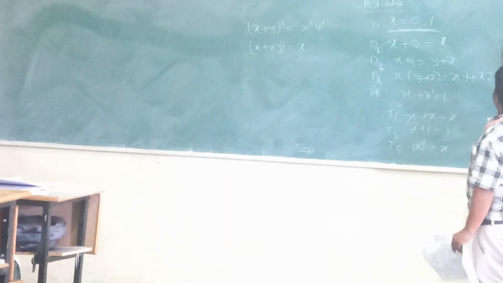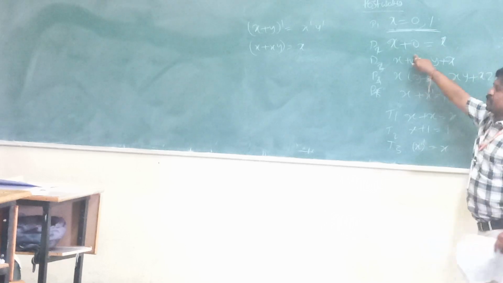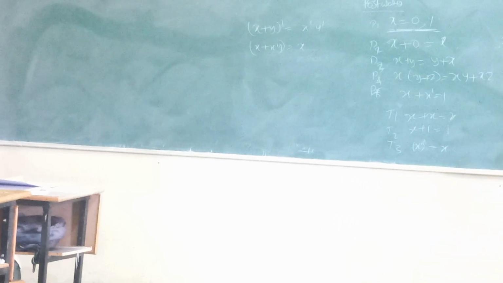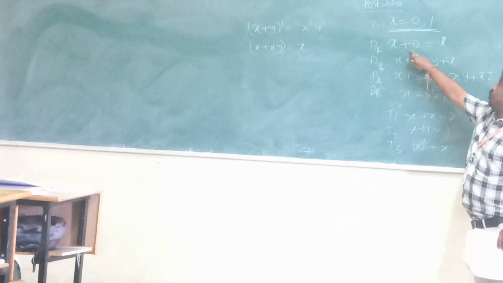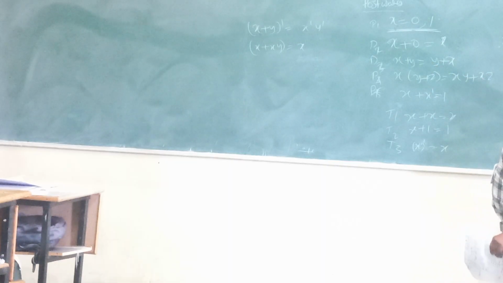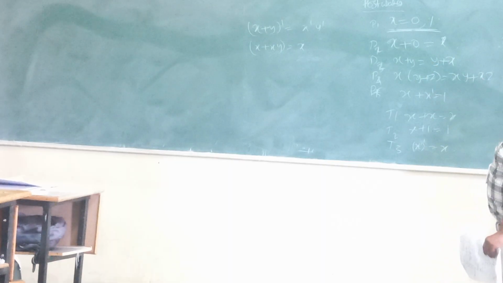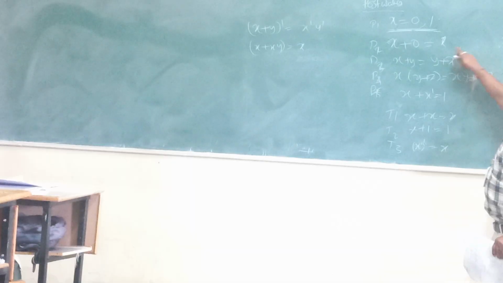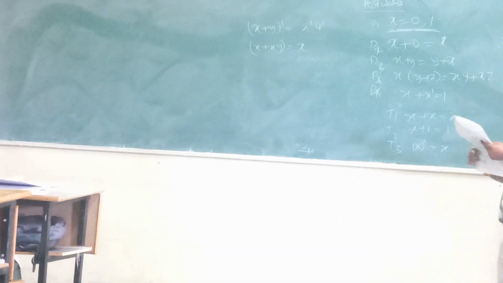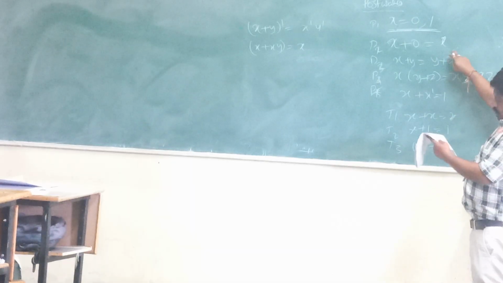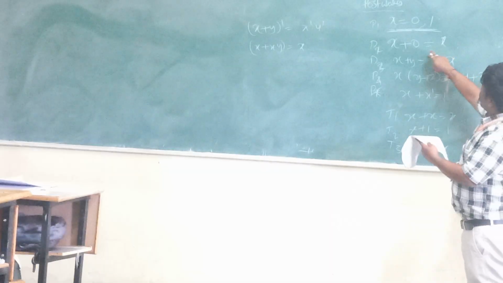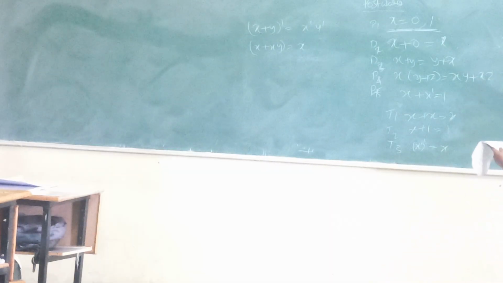Dual of this function: the OR is replaced with the product form. This is the OR form, and this is the product form. In the product form we have x dot 0, which is 0 only. Then we put the other values, x plus 0 is x only, x dot x is x only.